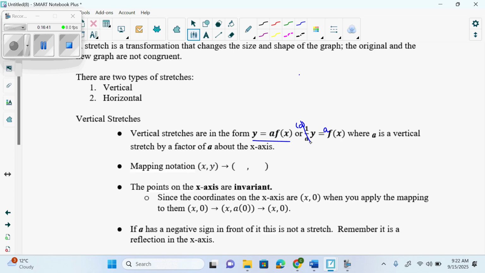So we say a is a vertical stretch by a factor of a about the x-axis. This is going to be your wording. You don't get a choice. Remember how I said you don't get to make it a little more fantastic for yourself? You don't. So it's a vertical stretch by a factor of a about the x-axis.